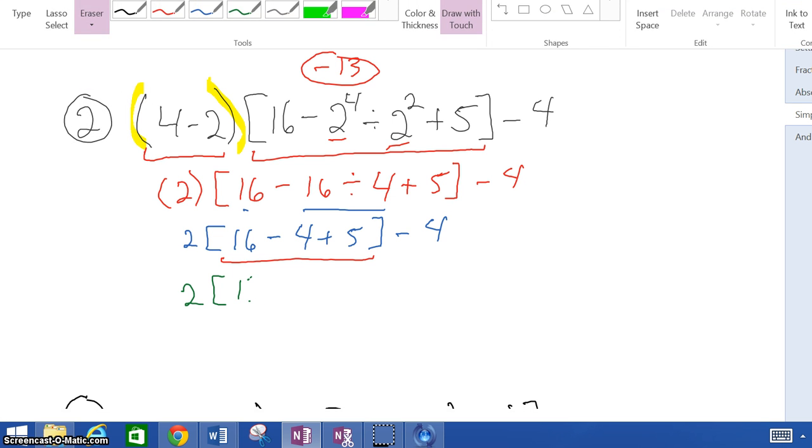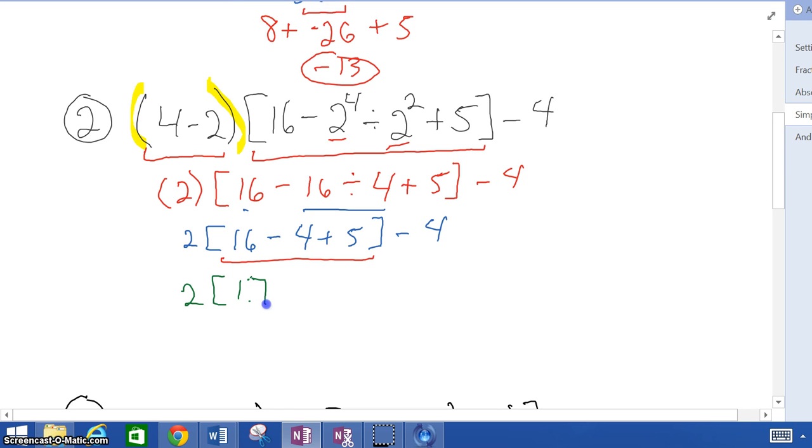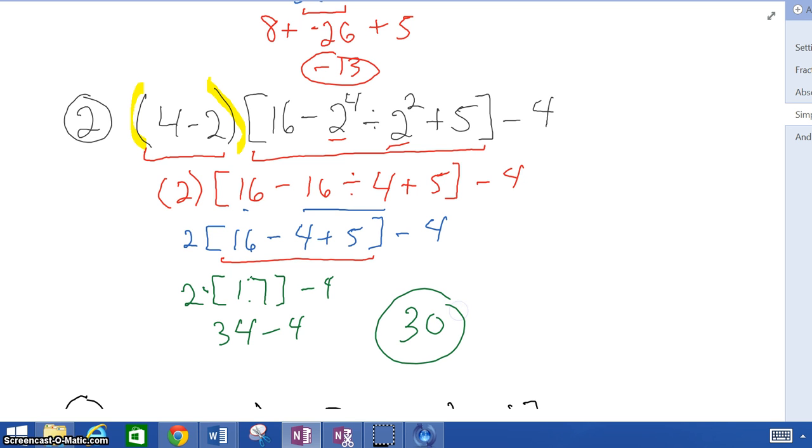So pretend 7. So now I have to multiply by 17, which is 34. 34 minus 4, so my simplified answer is 30.